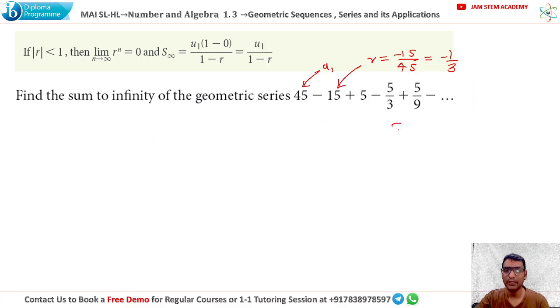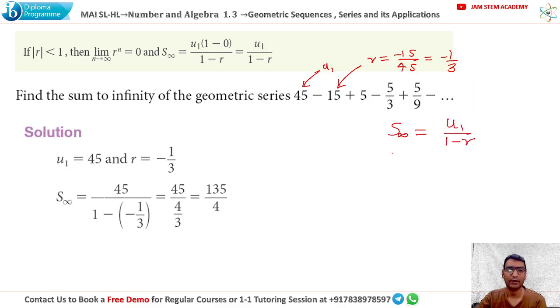So use the formula for the sum of infinite terms, which is u1 over 1 minus r. Use these and calculate the value. That comes out as 135 over 4. So that's my final answer. So in this way, you can find the sum of infinite terms of a geometric series.